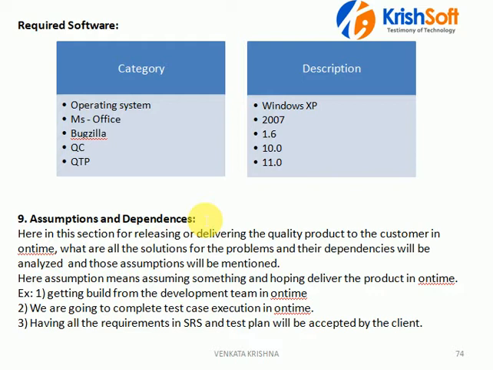Similarly, dependencies. From the testing side, what are all the various dependencies we are having? We are depending on the client to give us the requirements. We are depending on the BA to explain the requirements. We are depending on the BA to clarify our questions along with the client. And we are depending on the development team to give us the developed code, and to fix the issues. These are all the various dependencies we have from the testing side. So that is the ninth section, assumptions and dependencies. We are going to put it into one section.